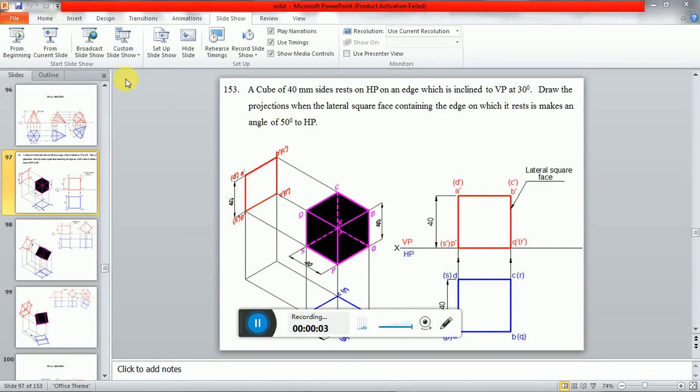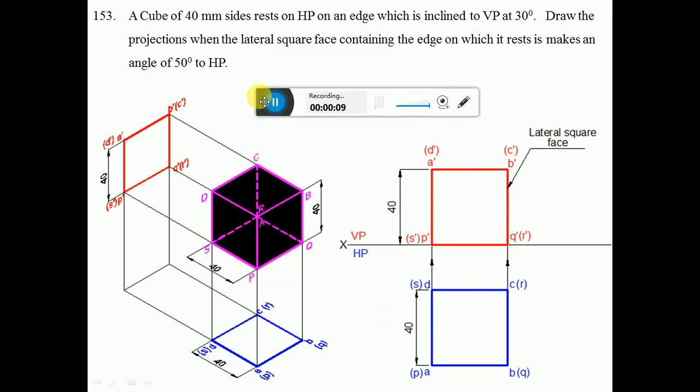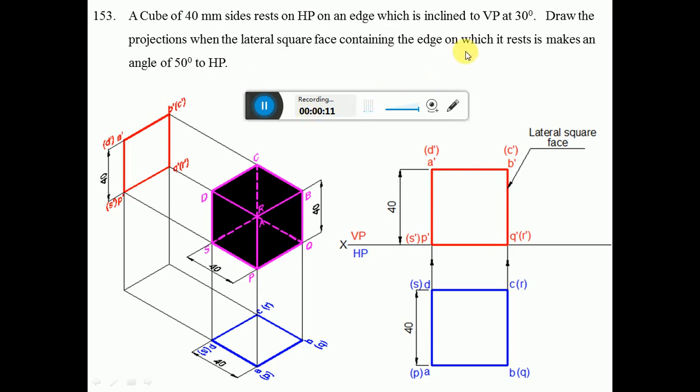So, a cube of sides 40 mm rests on HP on an edge which is inclined to VP at 30 degrees. Draw the projections when the lateral square face containing the edge on which it rests makes an angle of 50 degrees to HP.